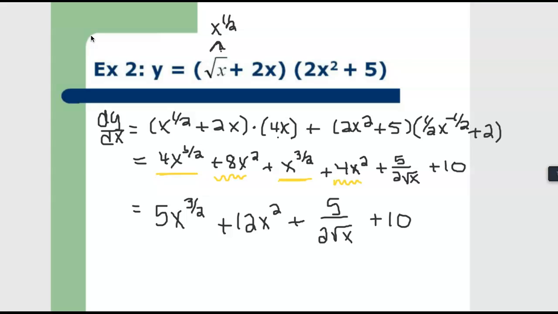You can write it as a square root. You could write it as 5x times the square root of x even. Any and all of those are fine. The biggie is making sure this is in your denominator. They will not accept negative exponents. All exponents must be positive.